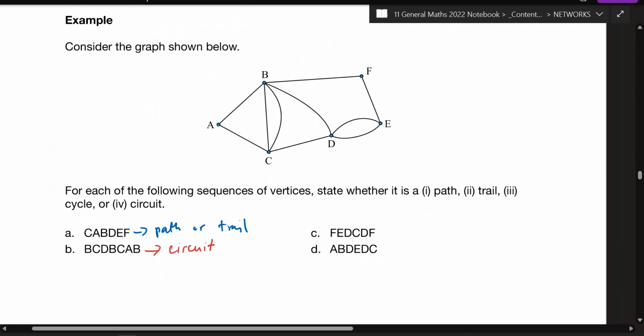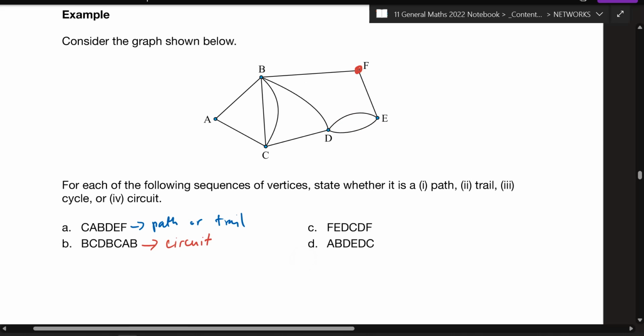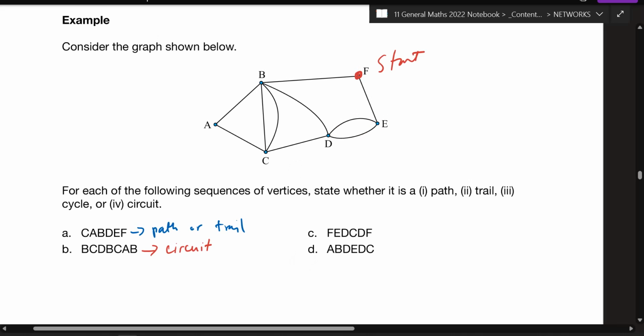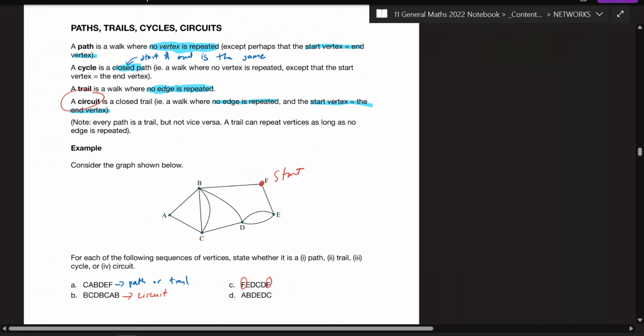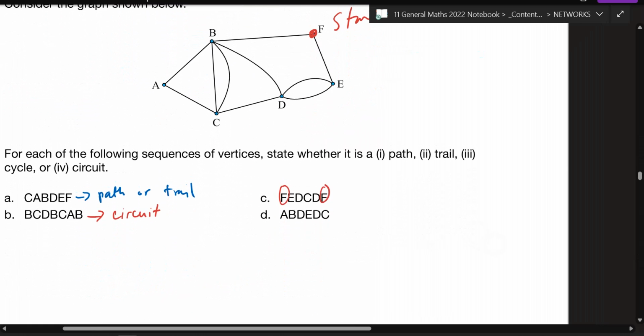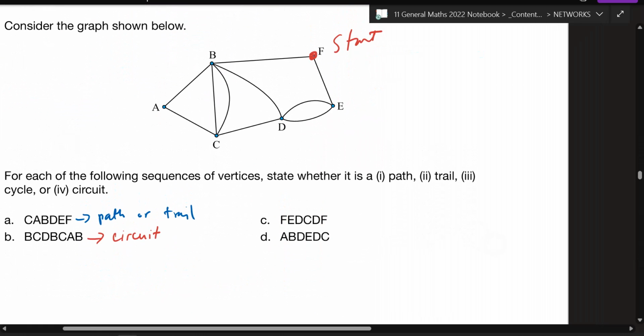For C, you're starting at F. Now, you'll probably get to the point where you may not have to do all of this. You can just look at it and say it's this, it's that. But one thing you've got to watch out for is you don't know the connections. Some of them might have multiple connections between two vertices. So this is your start, and you can see that's the start and that's the finish. What does that mean? It's probably not going to be a path. Well, it could be a path, but it's probably not a trail. Well, let's have a look.